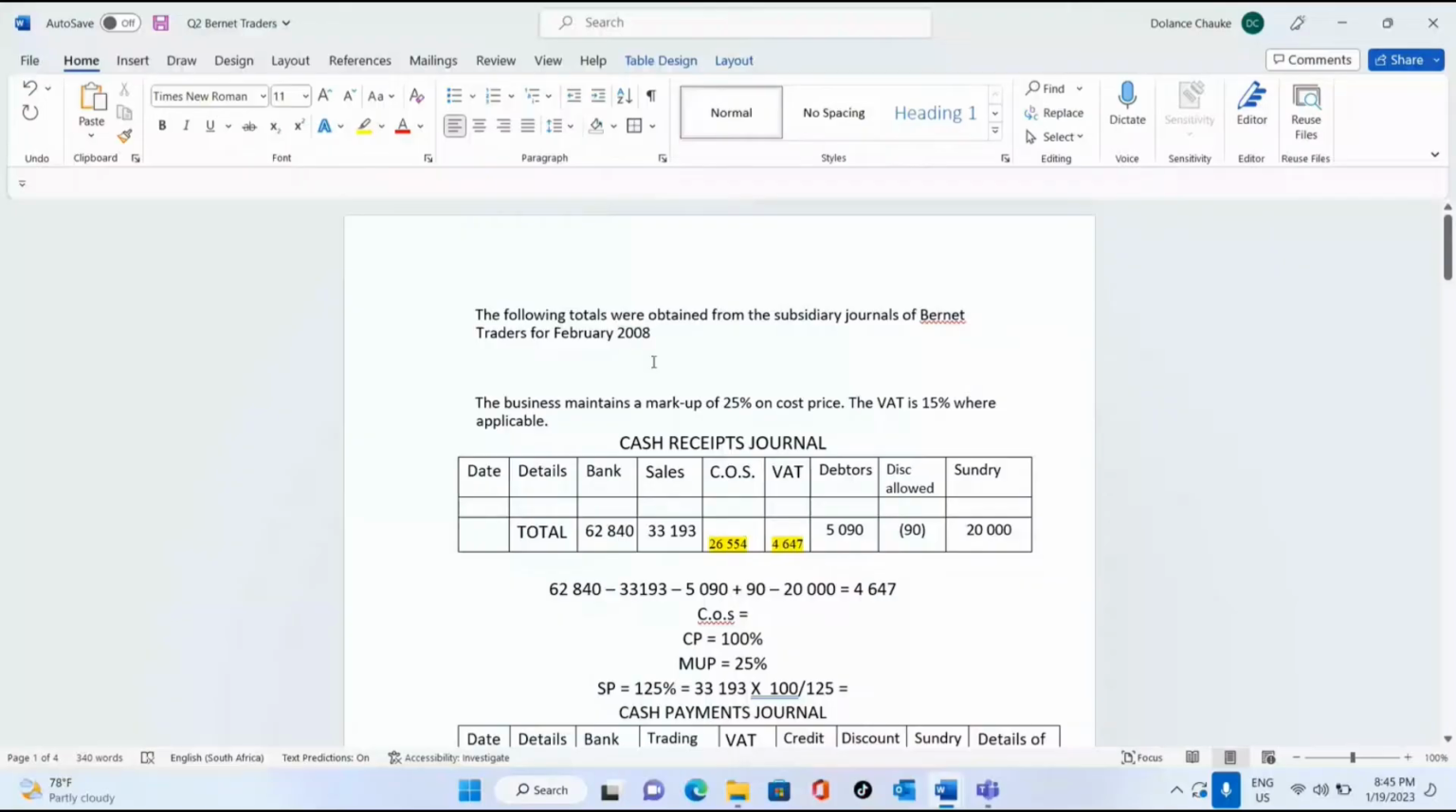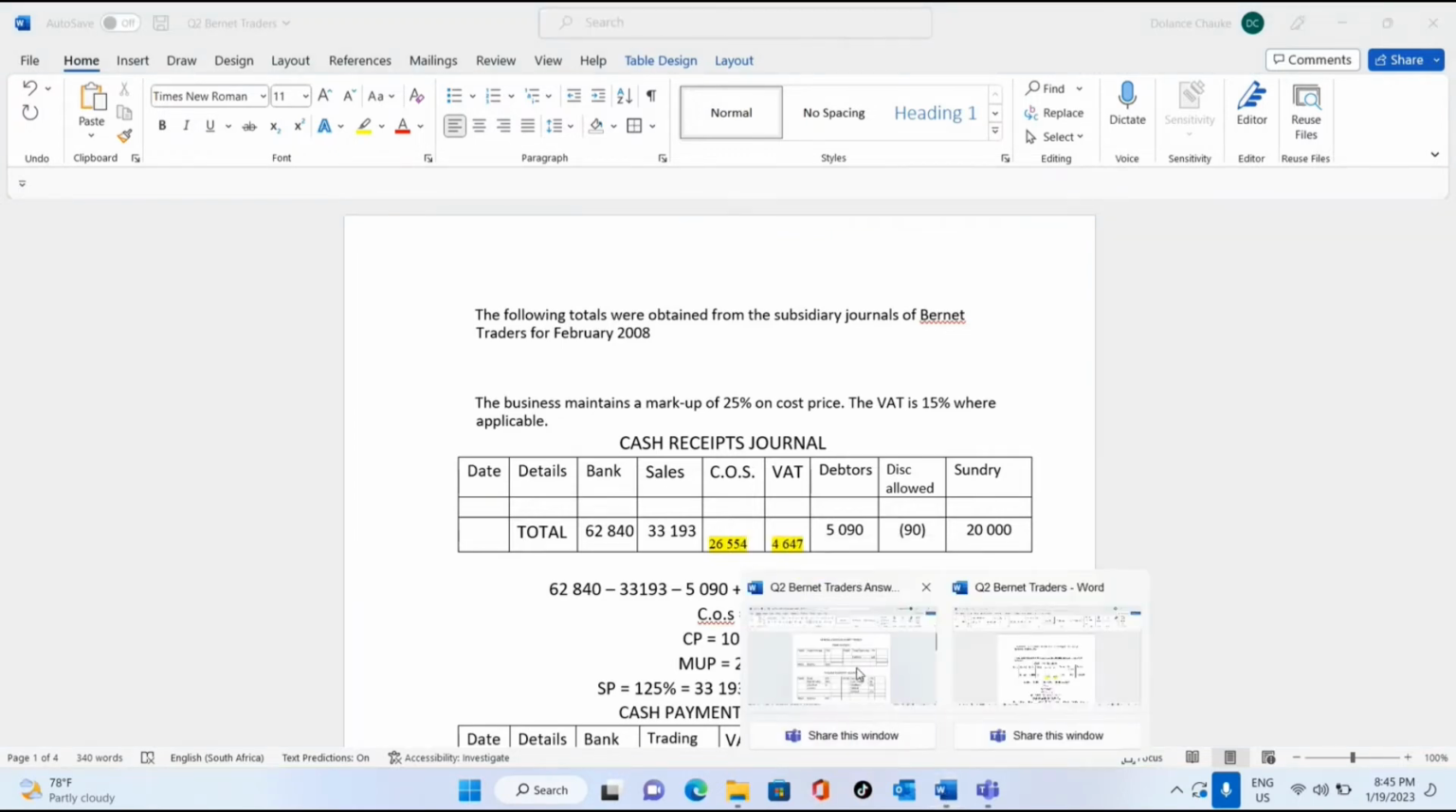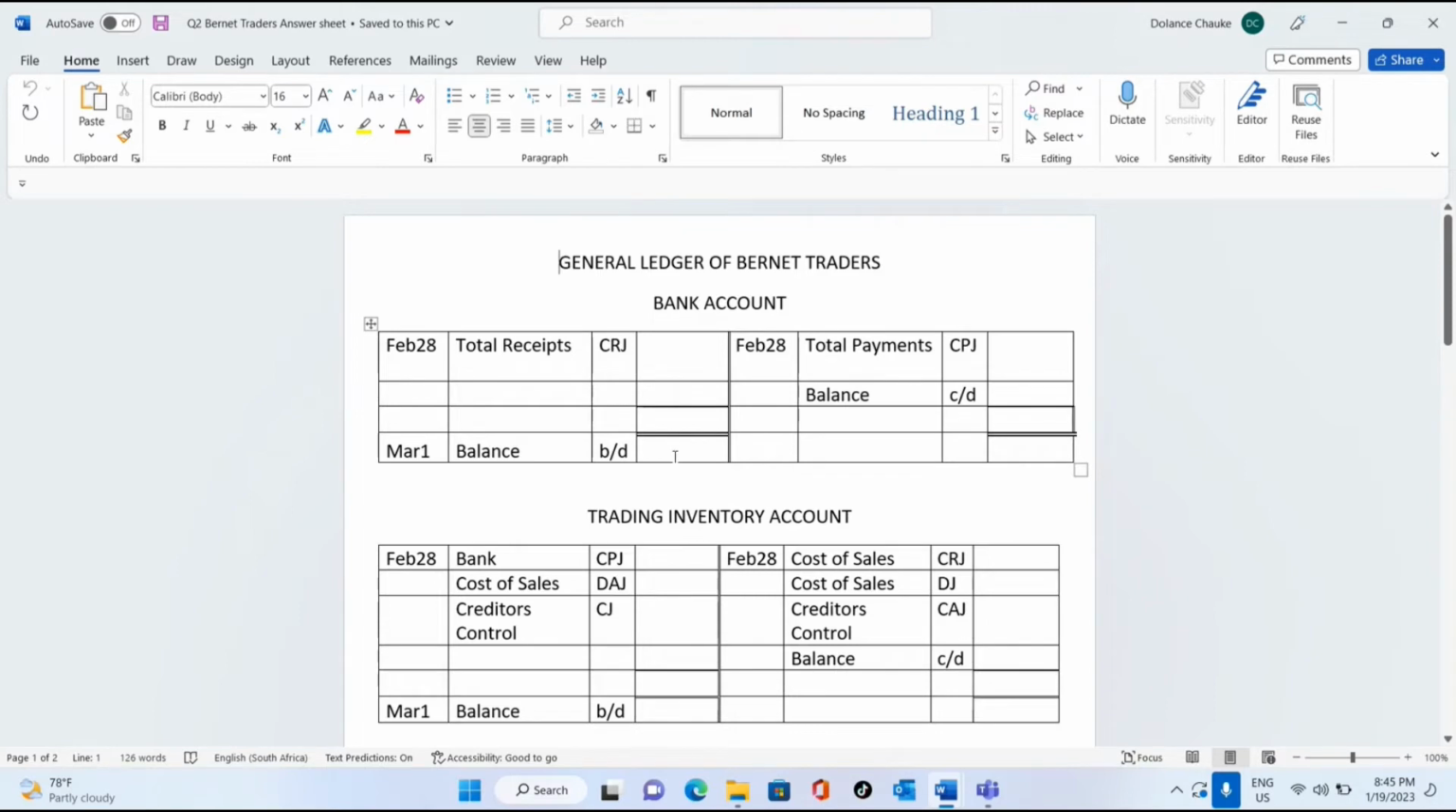I'm going to share the whole of my screen so that you can see what I'm doing. I hope you can see. And then I'm going to come this side. We take amounts. I'm going to go to the answer sheet so that we record. So here we only record total receipts. That means we're going to get the total receipts from the cash receipt journal, and then we're going to record the total payment. It means we're going to get that from the cash payment journal, right?